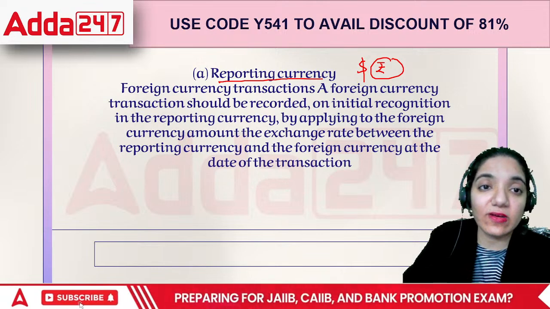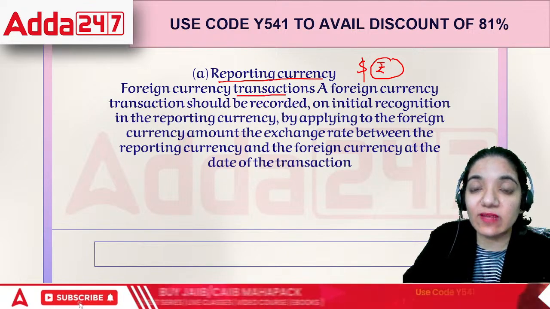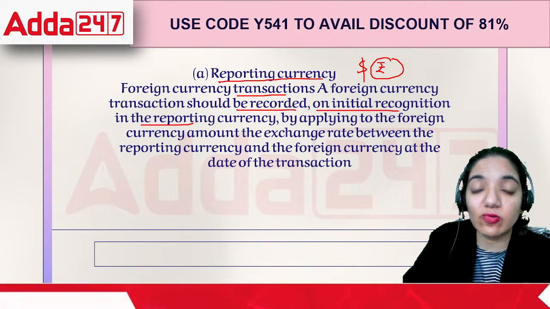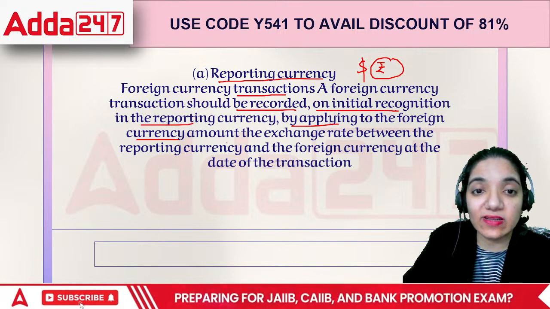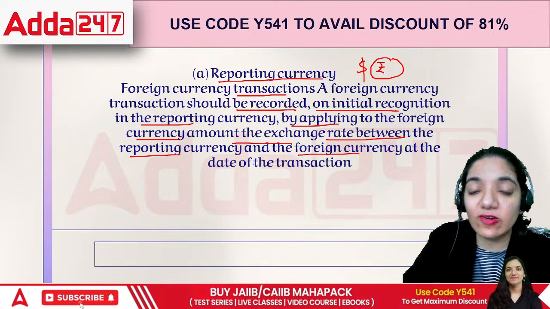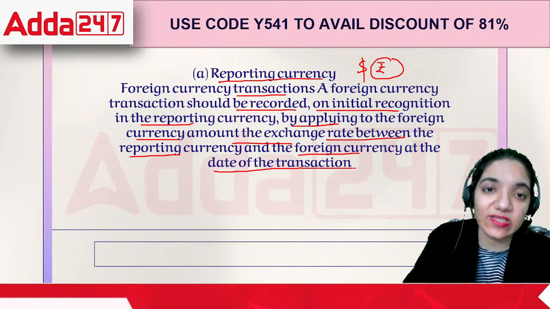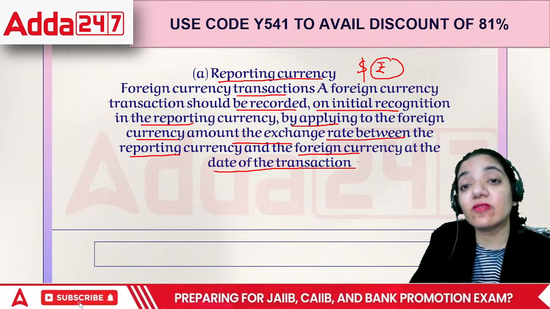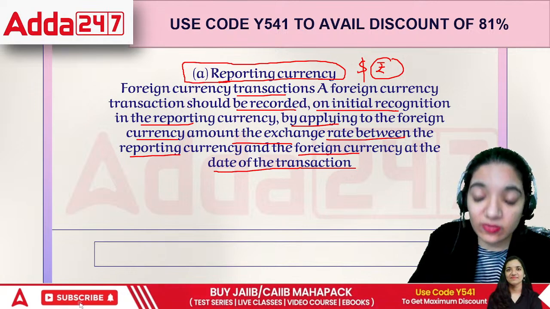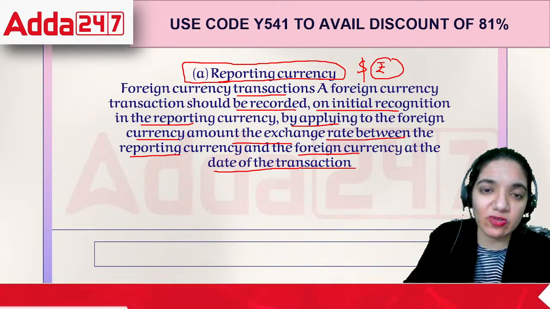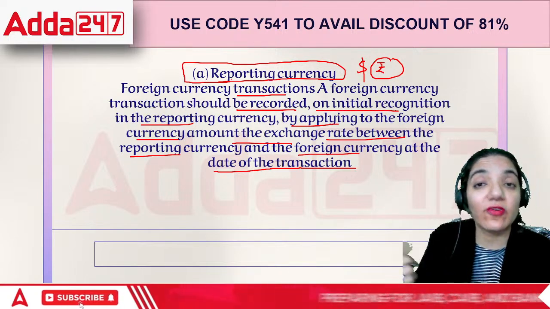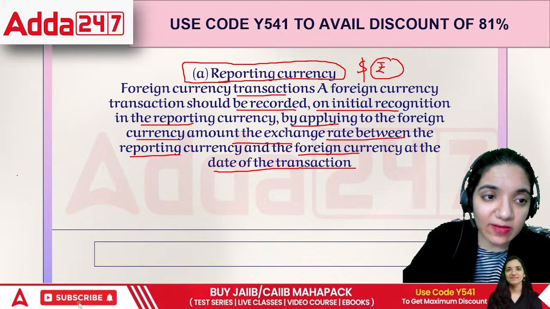That means foreign currency transactions are those which should be recorded on initial recognition in the reporting currency by applying to the foreign currency amount the exchange rate between the reporting currency and the foreign currency at the date of transaction. In terms of reporting currency, we note down whatever is happening in those goods and services, which we would have taken from a foreign land or a foreign place.